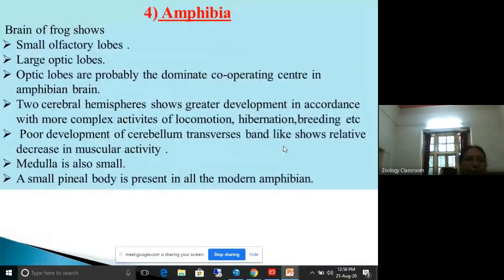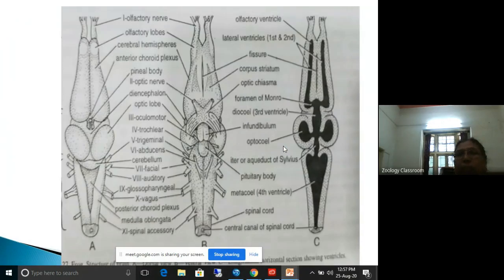Then we see the amphibia. A well-known example is the frog. In the frog, we see the diagram first. So this is the brain of frog. The brain of frog is also divided into forebrain, midbrain, and hindbrain. The forebrain consists of the olfactory lobe, then the cerebrum, equally divided, called the cerebral hemisphere.